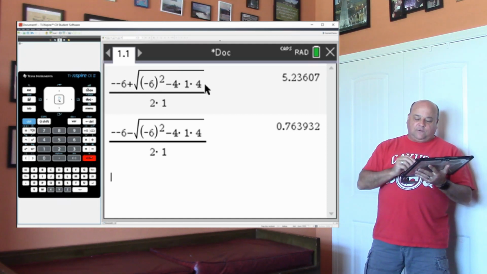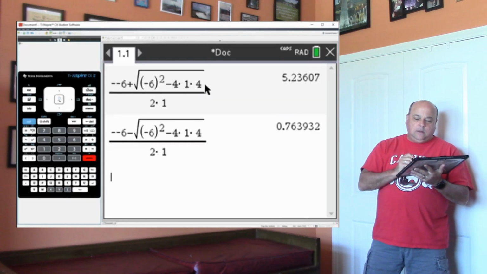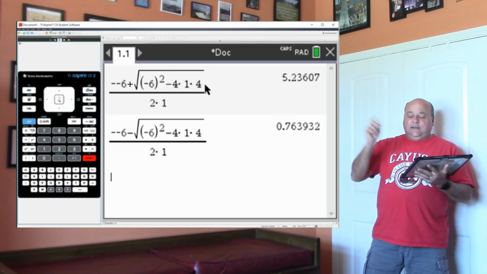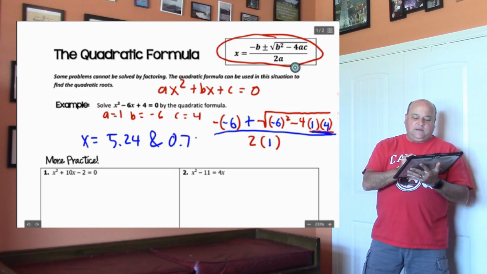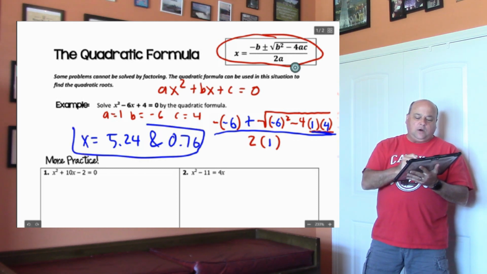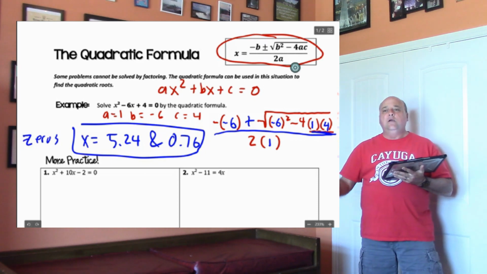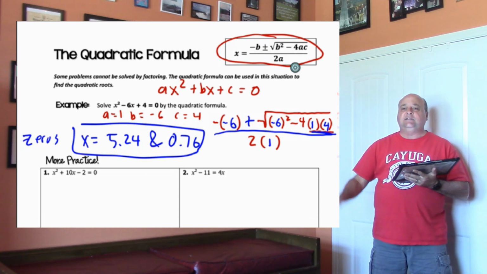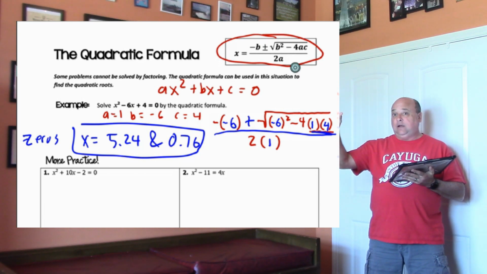So the two answers are x equals 5.24, and 0.76. Just round them to the hundredth. This is where the parabola would cross the x-axis, okay? Those are the zeros. Piece of cake. It's very tedious to type this into the calculator.